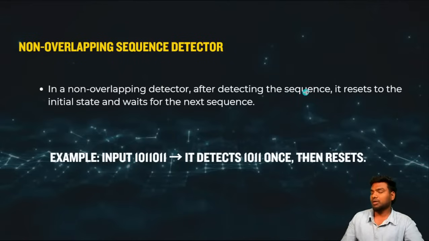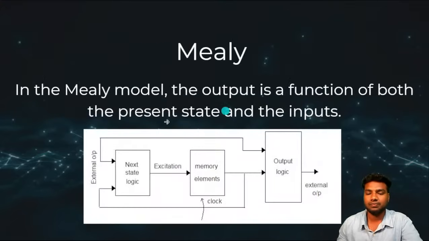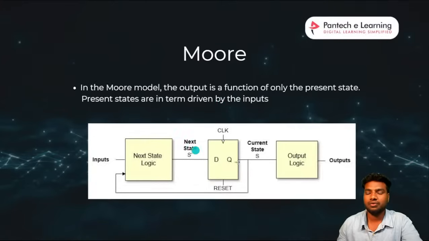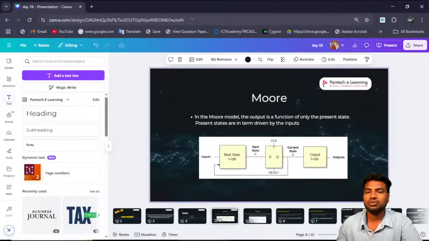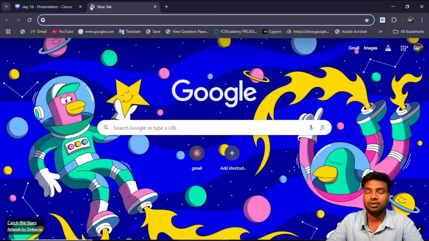We'll try to write the code for overlapping and non-overlapping in the FSM machine. This is the working of the Mealy, this is the working of the Moore. I just want to show what Mealy and Moore are, and what overlapping and non-overlapping are.